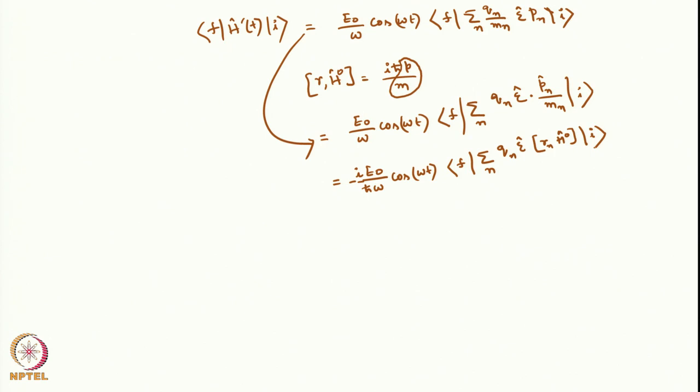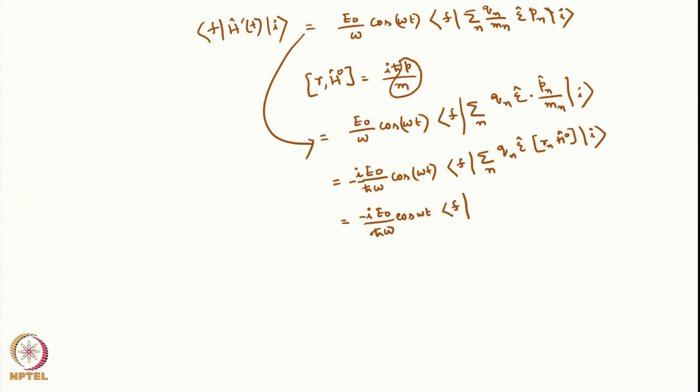Okay. So, that is the new Hamiltonian when you have plugged in this value. So this will be equal to minus i E naught by h bar omega cos omega t into F.